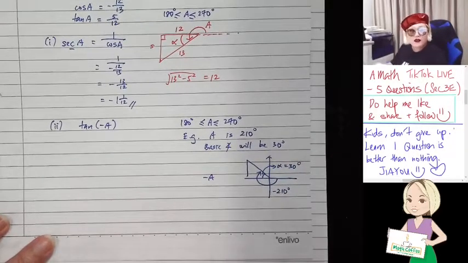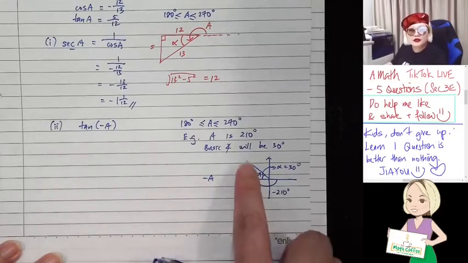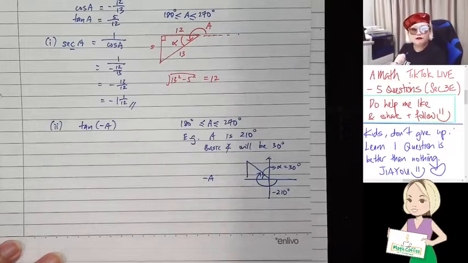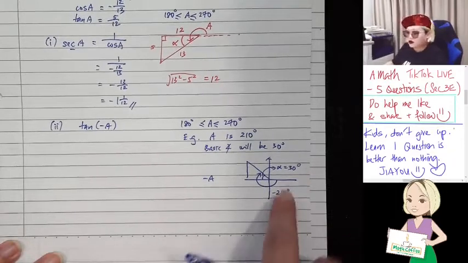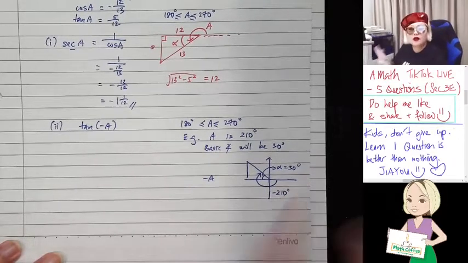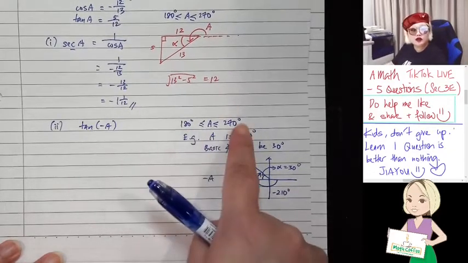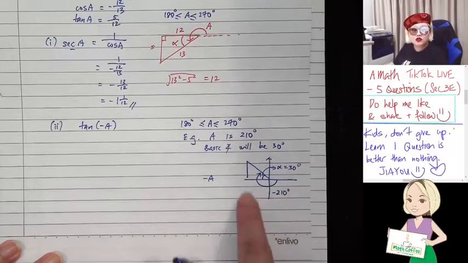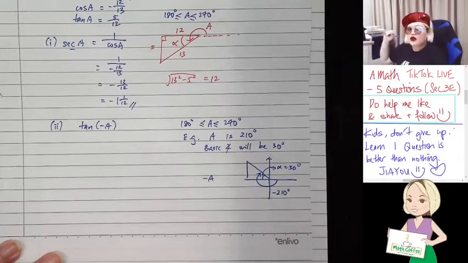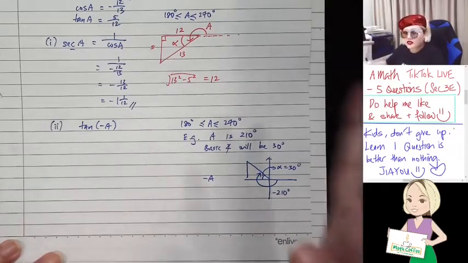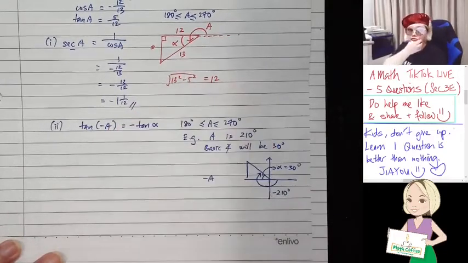So it means that for this question, minus A goes to the second quadrant. You see that? It's not in the fourth quadrant. A lot of students thought, oh, minus A, I go clockwise, then they will say minus A goes to the fourth quadrant. But no, because your A is a number which is between 180 to 270. So you need to go through this thinking process. Oh, so minus A goes to the second quadrant. And when you go to the second quadrant, tangent is negative. So it is equals to minus tangent the basic angle.